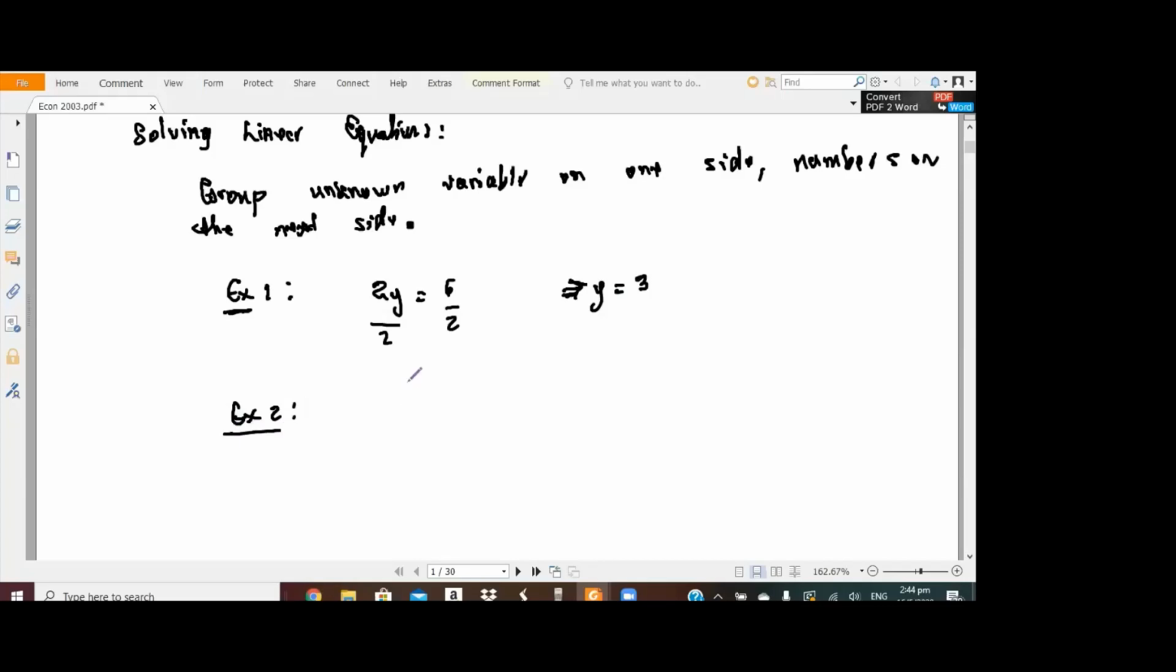But that's a starting example, so that's really easy. But let's look at another example here, where I give you that y minus 3 is equal to 2y plus, say, 7 here, right?